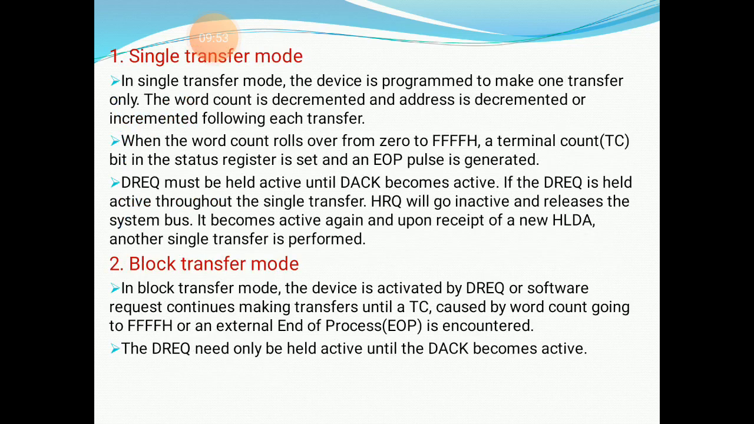In single transfer mode, the device, that is the DMA controller, is programmed to make one transfer only. The word count is decremented and the address register is decremented or incremented following each transfer. When the word count rolls over from 0 to FFFFH, the terminal count bit in the status register is set and an end of process pulse is generated after completion of data transfer.